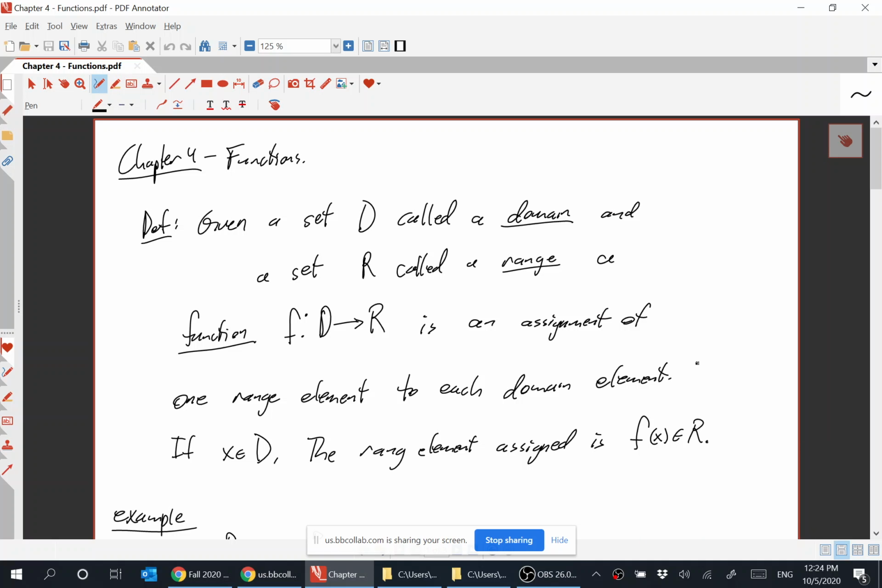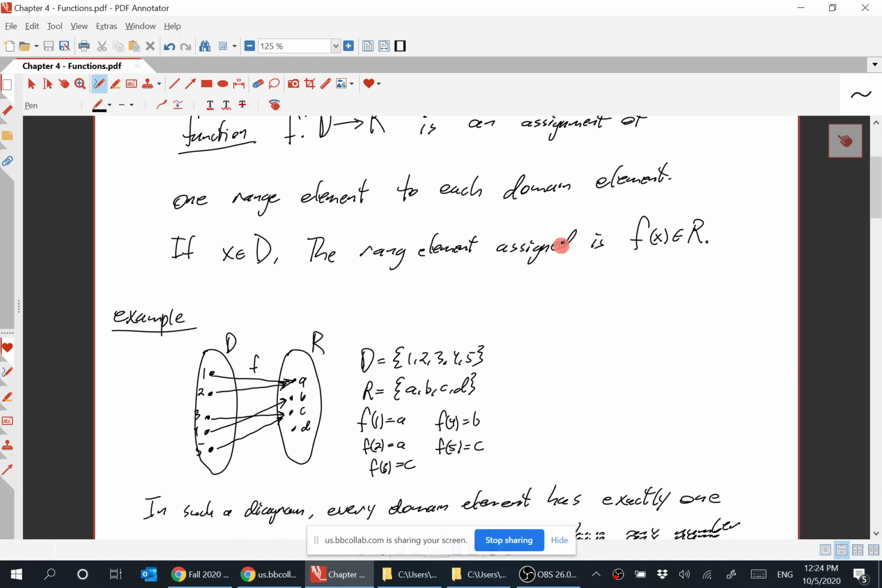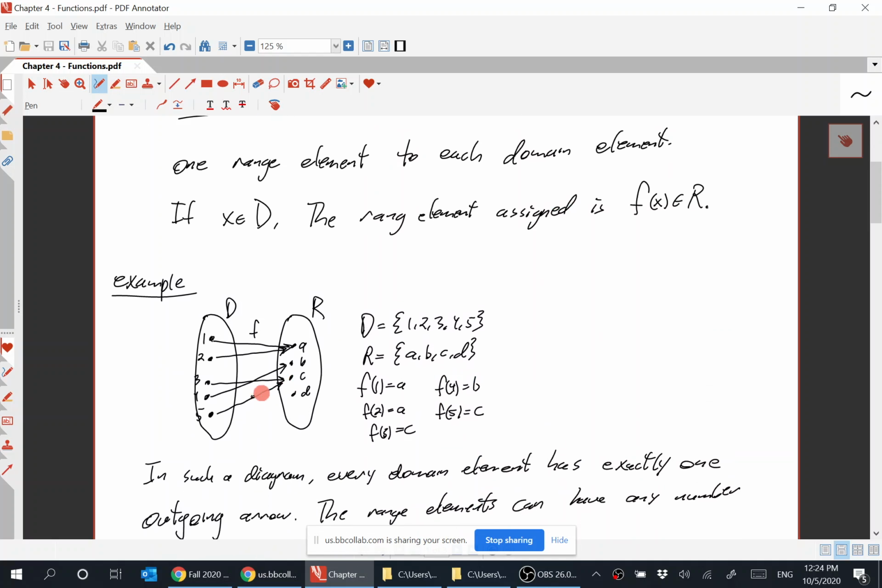So to recap quickly, we were talking about functions. Given a set D called a domain and a set R called a range, a function, written f from D to R, is an assignment of one range element to each domain element. If x is in the domain, then the range element assigned is f of x. You can visualize it like an arrow diagram like this.